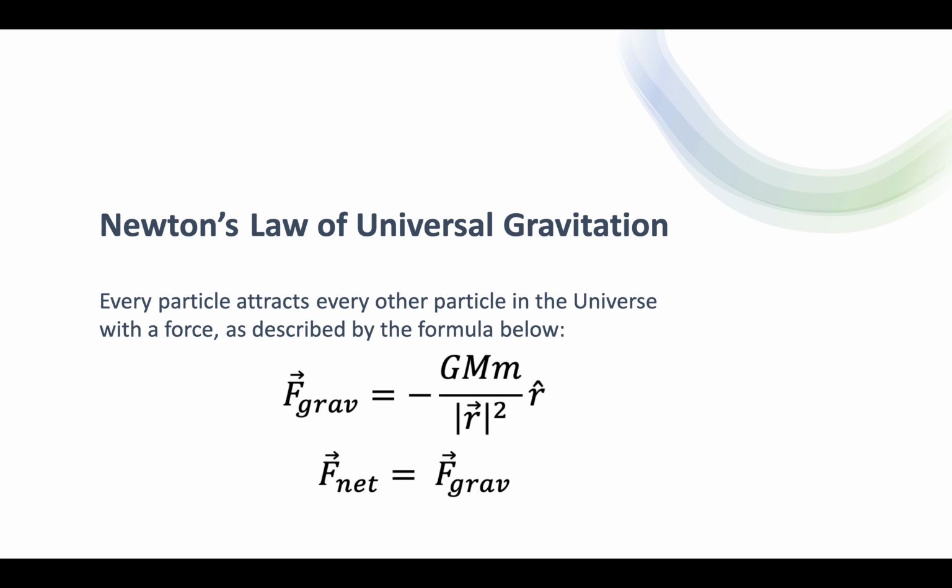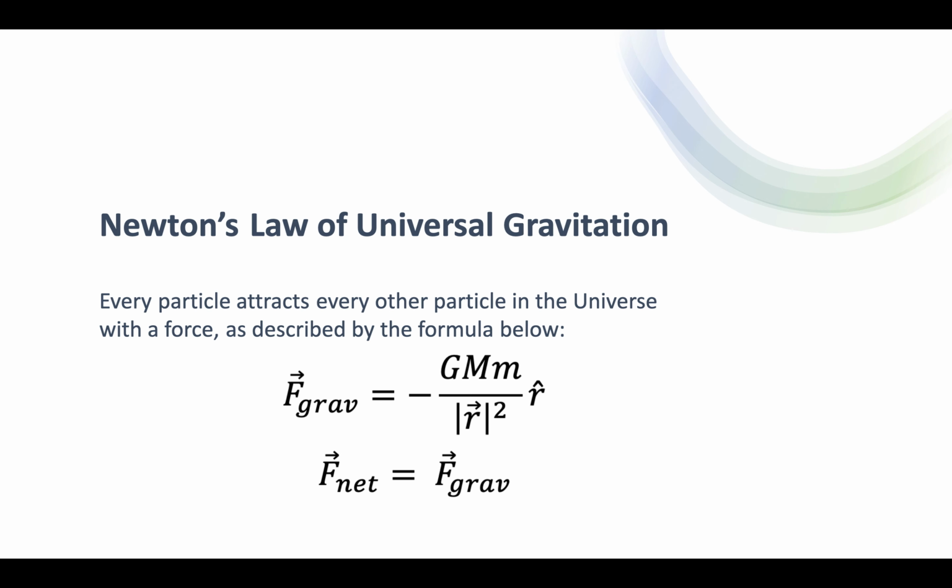Another key concept used is Newton's law of universal gravitation, which states that every object in the universe, including black holes, attracts every other object in the universe with a force that is proportional to the product of both objects' masses and inversely proportional to the square of the displacement between both objects. G is the universal gravitational constant.